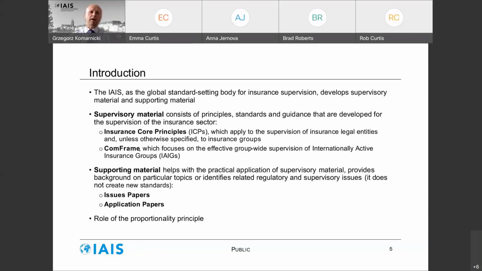It is worth highlighting that supporting material does not provide new requirements, and we would also like to mention the principle of proportionality, which underlies all ICPs and ComFrame. We acknowledge that insurers come in different shapes and sizes, and how they are supervised might need to reflect that. The application papers often provide examples of how the proportionality principle could work in practice.